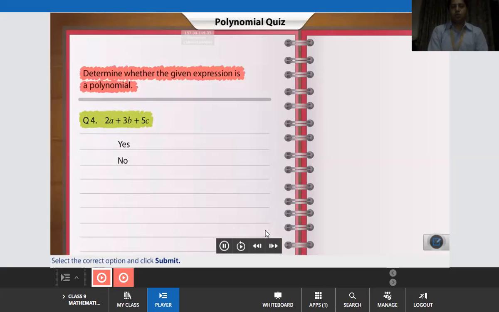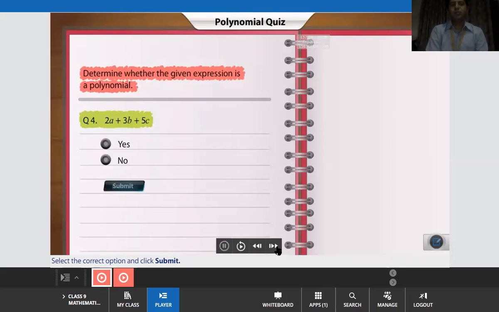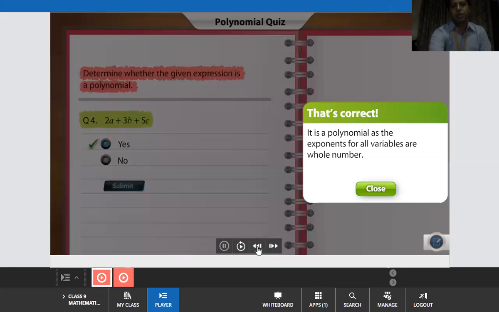2a plus 3b plus 5c. Select the correct option and click submit. The power of a, b, and c is 1. Because the powers of a, b, c are whole numbers only, this is a polynomial. So we'll click yes here and submit. It is a polynomial as the exponent for all the variables is a whole number.